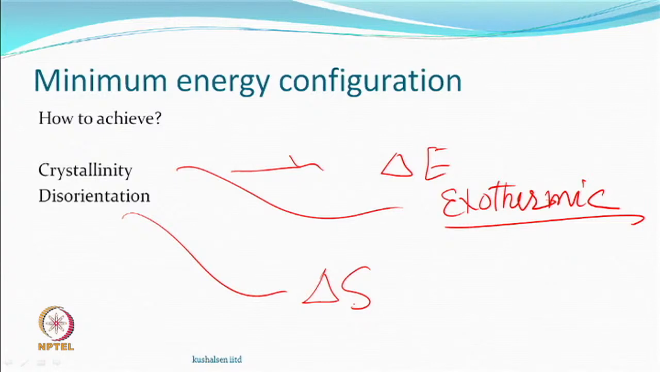If delta S is negative, then this term may become positive, and based on the absolute value, you may actually be landing somewhere else. So, theoretically from this equation, what we are saying is delta E should be negative and delta S should be positive. The more positive it is, the better for us. So, this may be representing the entropy. The more disorientation in a system, the entropy is increasing, and therefore, finally, delta G may be negative.